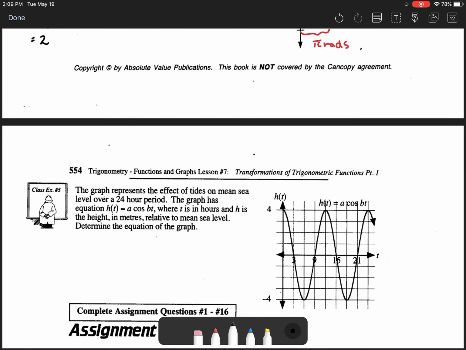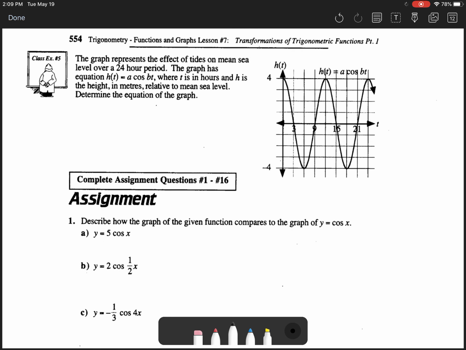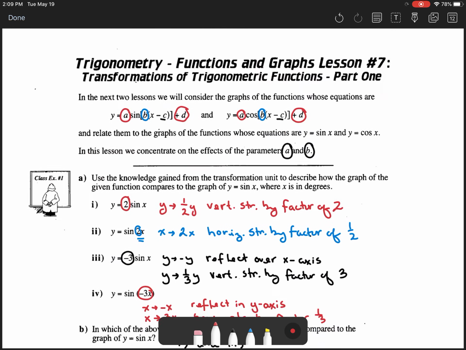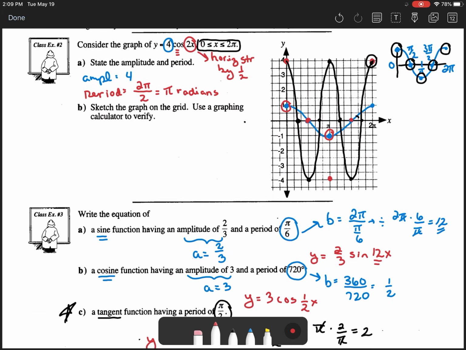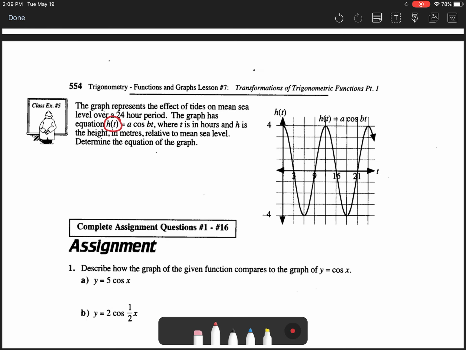All right, last question for today. It says the graph represents the effect of tides on mean sea level over a 24-hour period. The graph has the following equation. H of t, okay, which is like your y value, which you can see is also labeled here on your y-axis, and a cos b of t. So that's like your x. That's the x-axis right there, okay? Where t is time in hours and h is the height in meters relative to the mean sea level, determine the equation of the graph. So really what you need to do is figure out the value of a and the value of b.